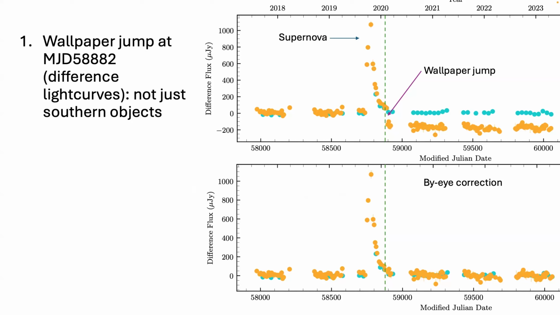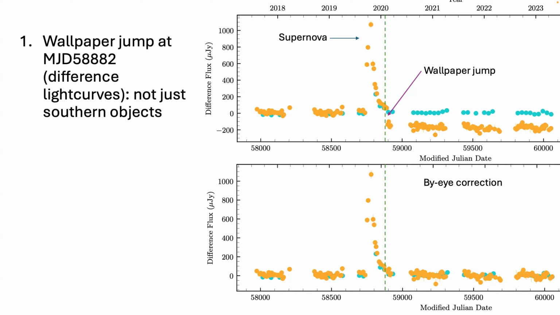58882. And so this would affect the difference light curves. Our group has noticed that in some objects around this time, which I've dotted down with the green dotted line here, there's a discontinuity before and after this wallpaper change, which we refer to as a wallpaper jump. And this is shown in the top plot.